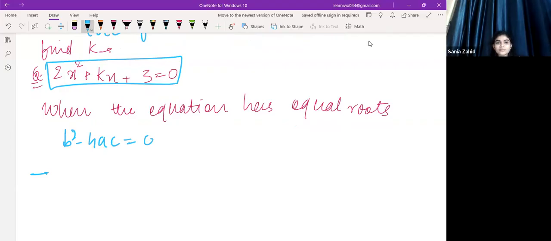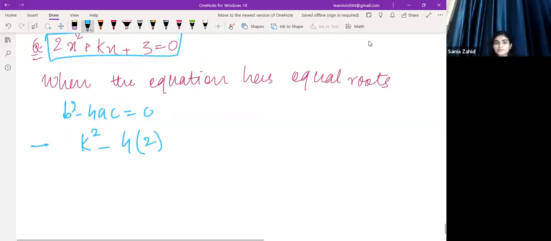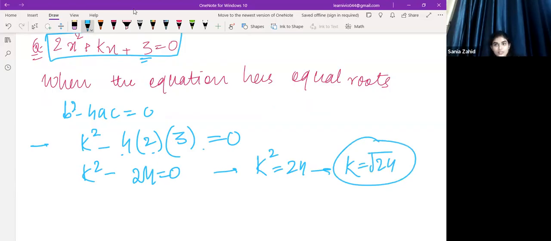What is b over here in this equation? b is k. So k square minus 4 into what is a? 2. 2 into c. What is c? No, c is 3. Oh yeah. Okay, so this should be equal to 0. So k square minus 4 into 2 into 3 gives you 24, which is 0. So k square is 24 and k is under root of 24. So this is the value of k. Whenever they are asking you such type of questions, you will analyze the question first and then proceed.